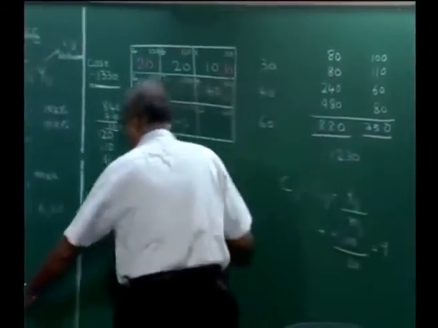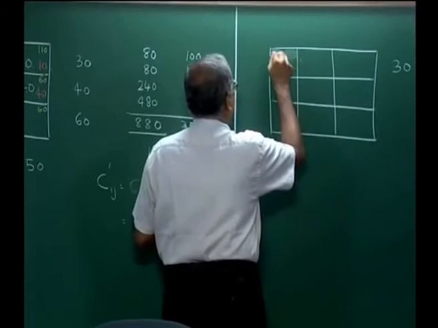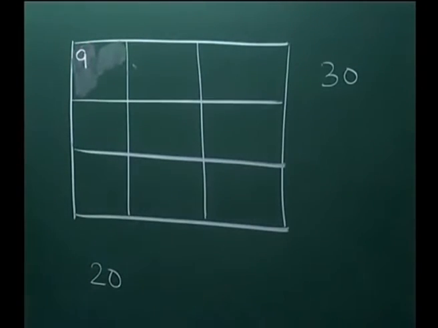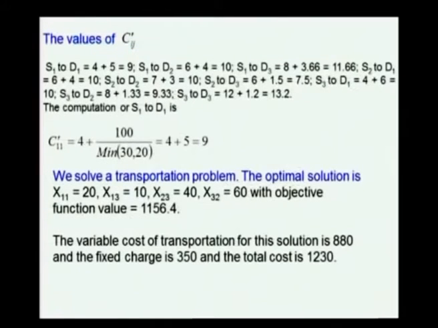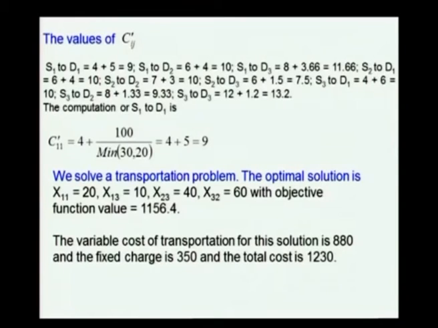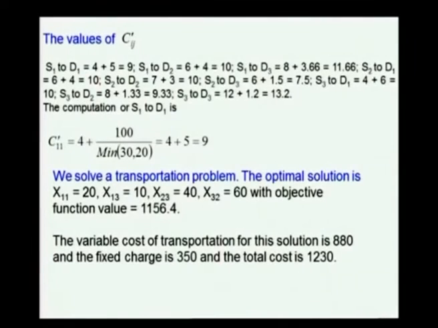So, this way we can complete the calculations for C dash ij, and the values now become 9, 10, 11.66, 10, 10 and 7.5, 10, 9.33 and 13.2.